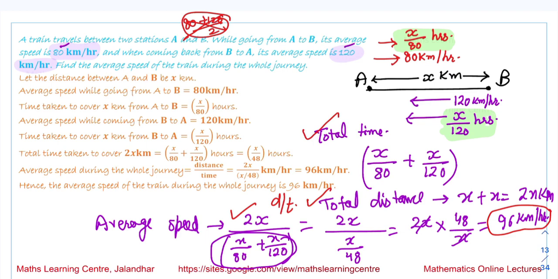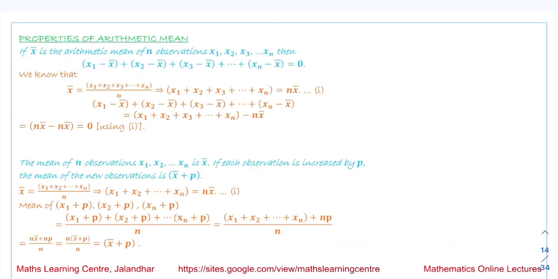Now next we have some properties of the arithmetic mean. So first is, if x bar is the arithmetic mean of n observations, then (x1 minus x bar) plus (x2 minus x bar) plus (x3 minus x bar) plus so on up to (xn minus x bar) is equal to 0. This thing we have to prove.